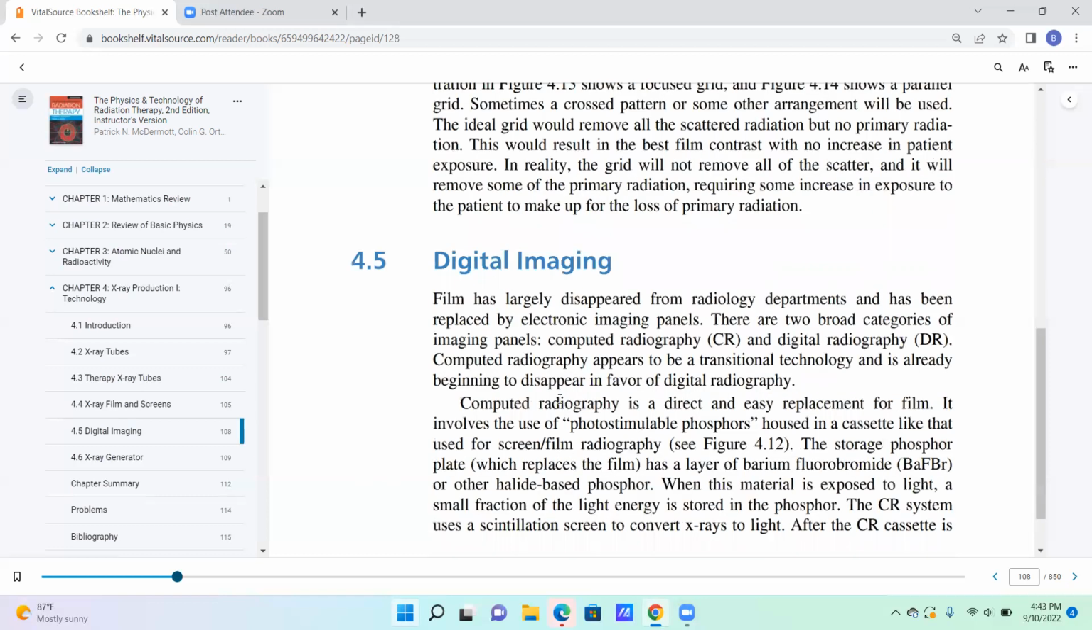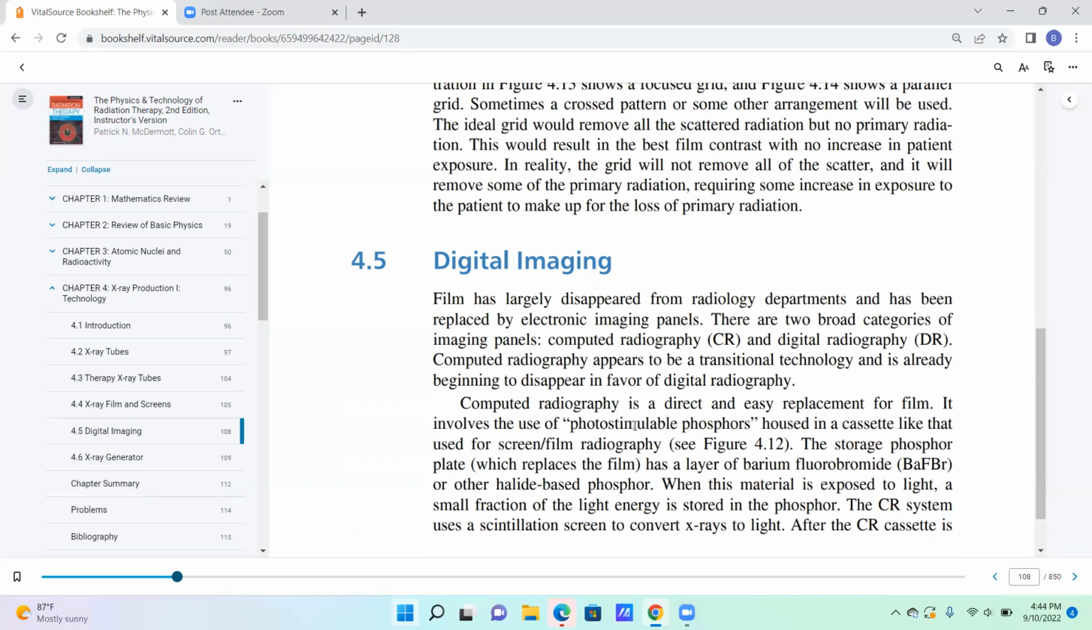So film is not really something that, at least in therapy, we use a lot like we used to. It's been replaced primarily nowadays by digital radiography. You have had computed radiography before, and it is a direct and easy replacement for film.